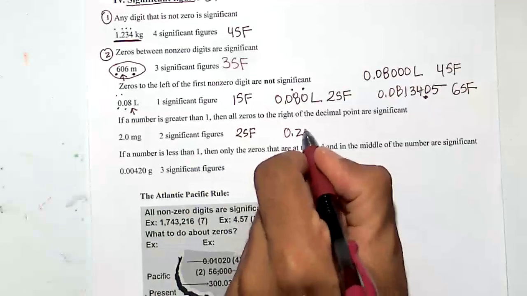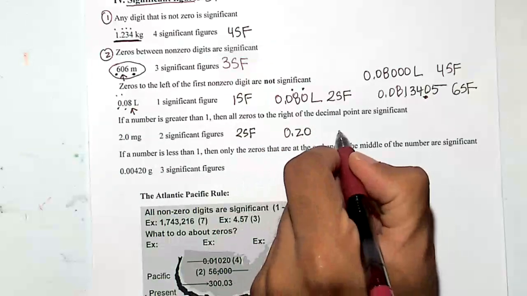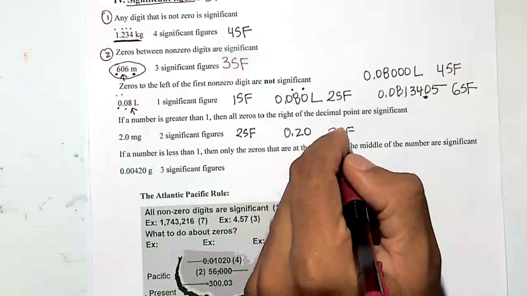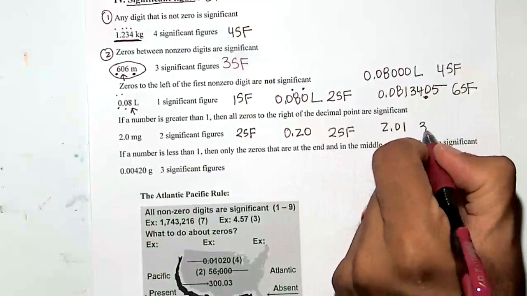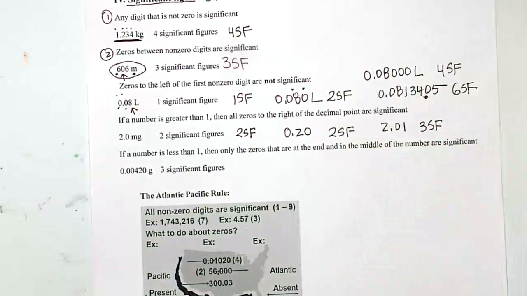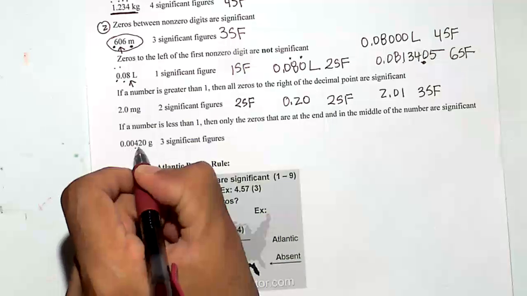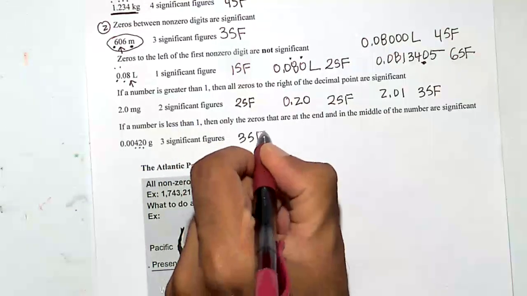What if I change this to a decimal? 0.20. How many sig figs? 2. What about 2.1? 2.01? 3. I want you to get these rules. So what is significant versus what is not? And then how about this one here? Real, 3 sig figs.